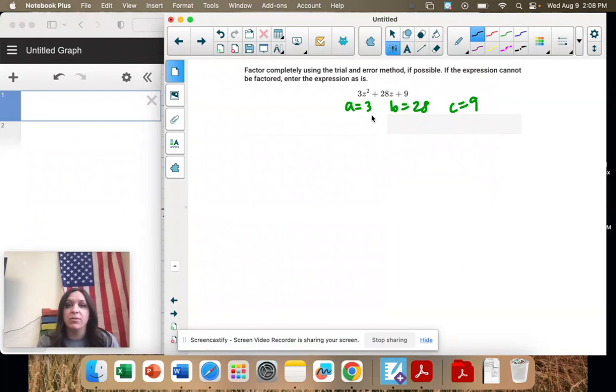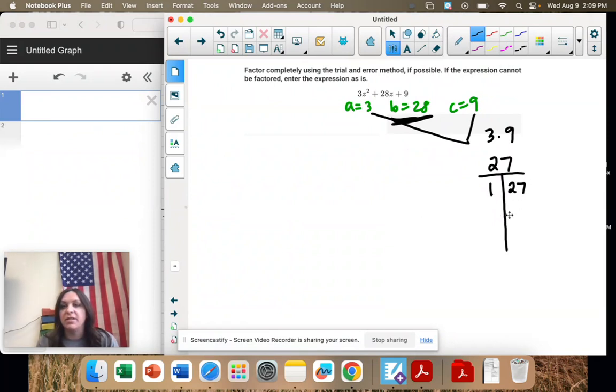It takes longer. We multiply A times C. So 3 times 9 is 27. And now we're finding factors of 27 that add or subtract to B. So 1 times 27 and 3 and 9. Do you see why I always start with the 1? Because sometimes it's actually that one. Okay. 1 plus 27 is 28.